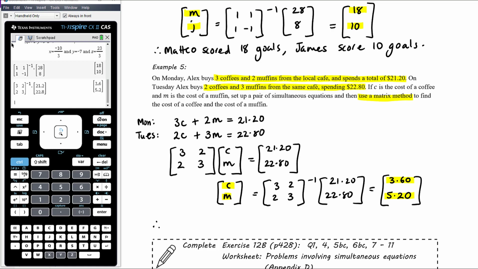So therefore, each coffee cost $3.60. Each muffin cost $5.20.